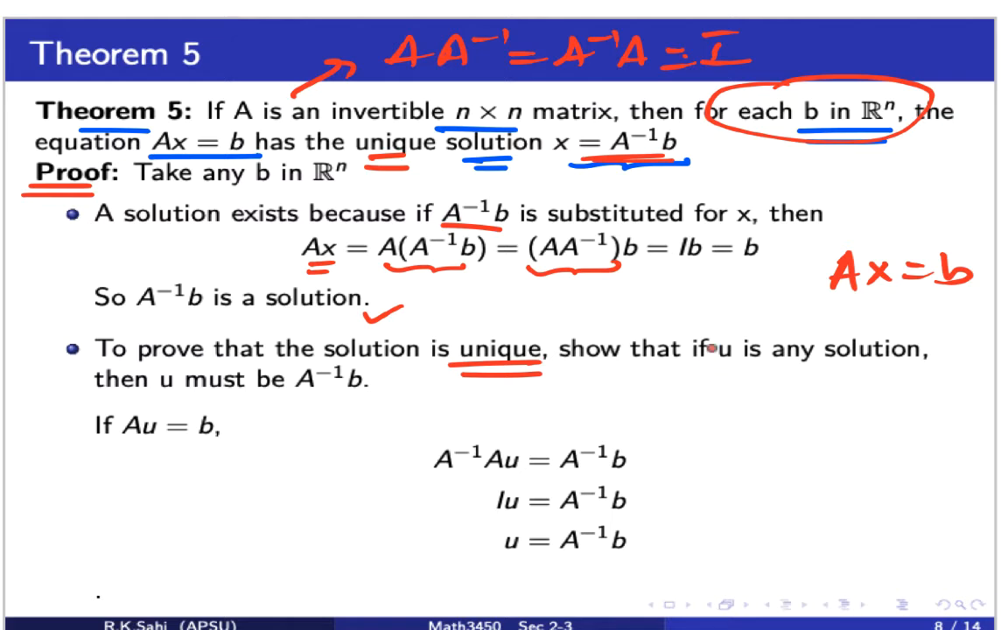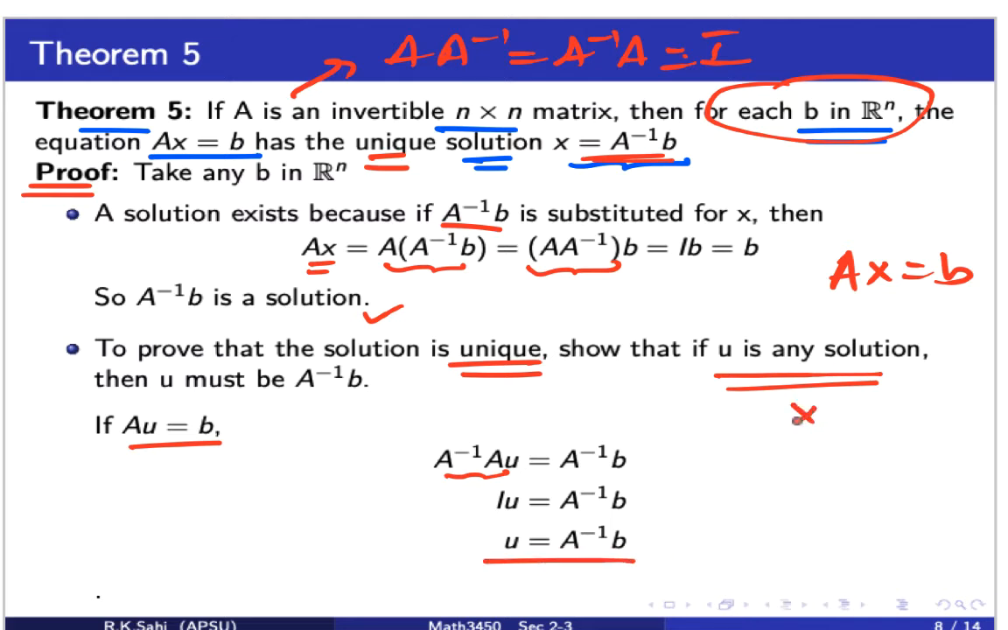We say, suppose it is not unique. It's nice to prove by contradiction here. We say, I think there's another one which is also a solution. Let u be that solution. That means if Au equals b, what happens? A is invertible, so I can multiply A inverse on both sides of the equation. So we have A inverse times Au equals A inverse b. Now A is invertible, that means A inverse A is I, so I times u equals A inverse b. Now the identity multiplied with a vector just keeps the vector itself. So we have u equals A inverse b.